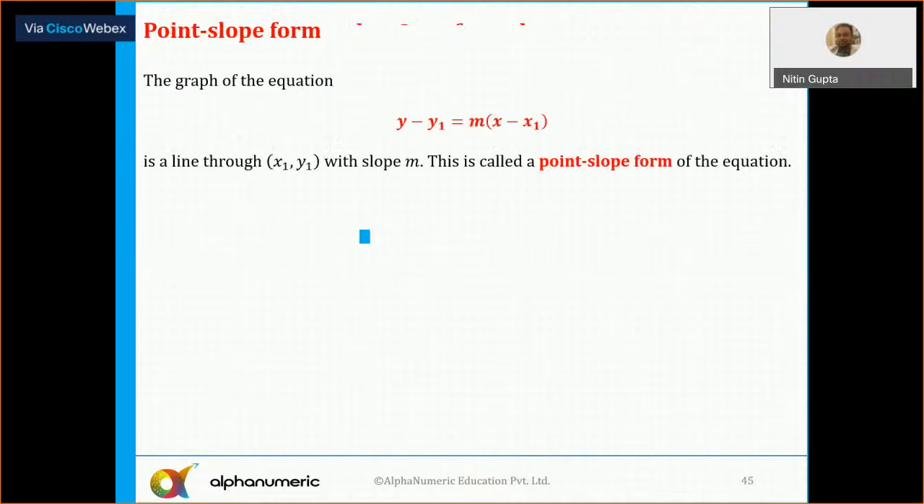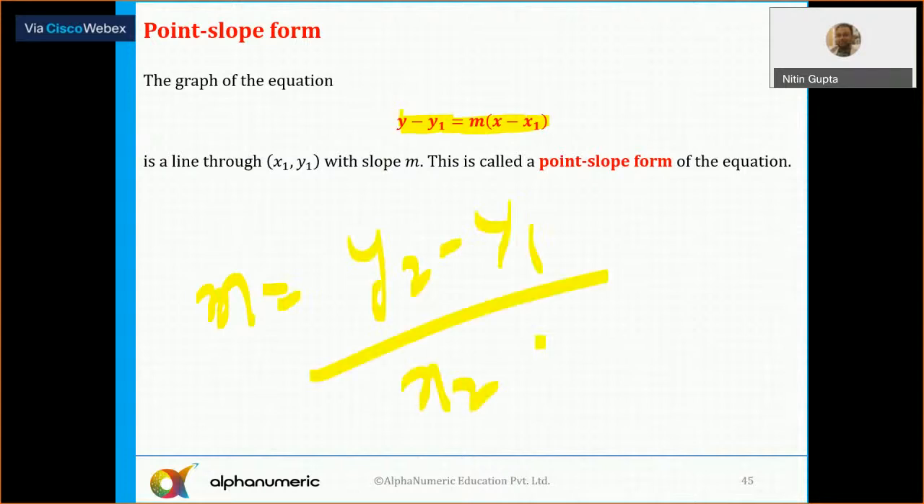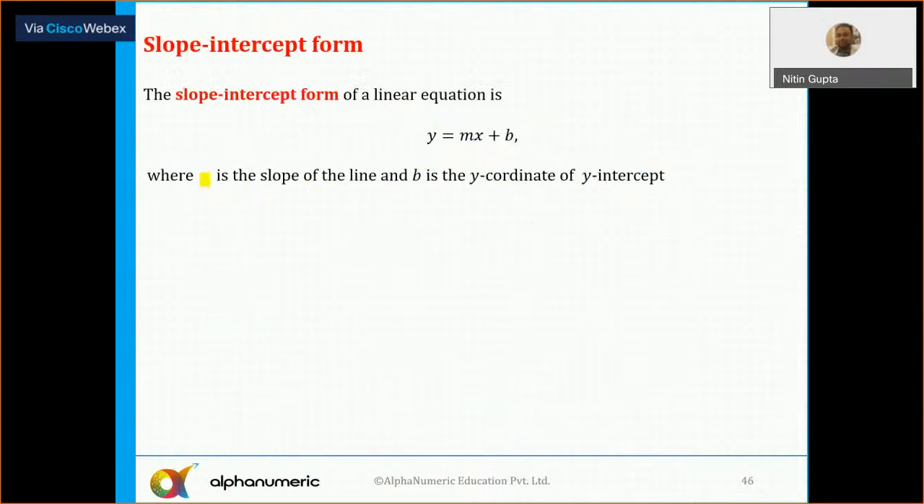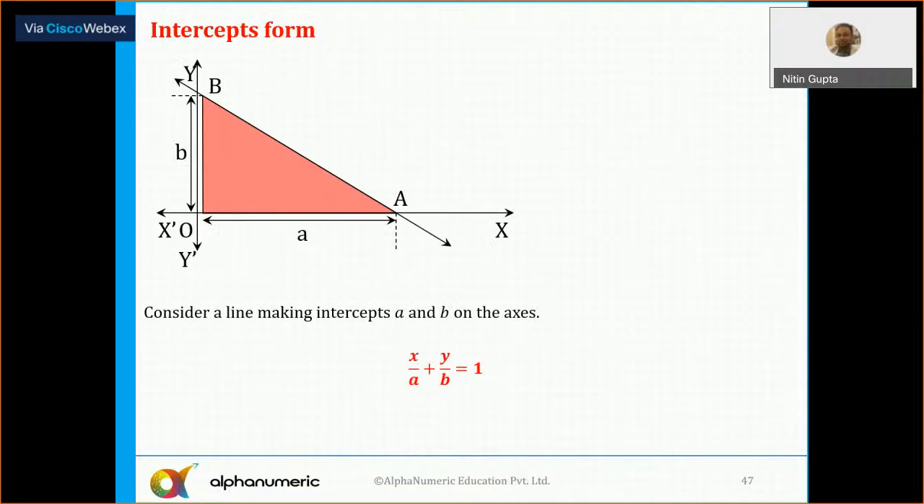Then the point slope form, equation of a straight line: y minus y1 is always equal to m into x minus x1. We can find out the slope by using this form. Then slope intercept form, y equal to mx plus b, or you can say mx plus c. Intercept form: if the x-intercept is a and the y-intercept is b, then the intercept form is x by a plus y by b is equal to 1.